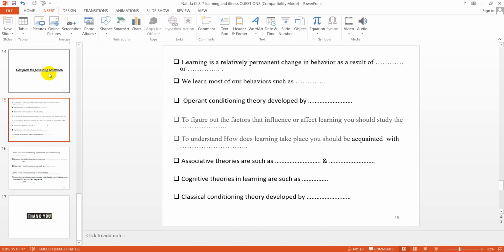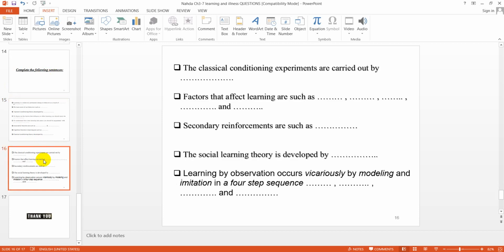Associative theories are such as classical conditioning theory and instrumental conditioning theory. Cognitive theories in learning are such as social learning, or learning by observation theory. Classical conditioning theory was developed by Ivan Petrovich Pavlov. The classical conditioning experiments were carried out by Ivan Petrovich Pavlov.